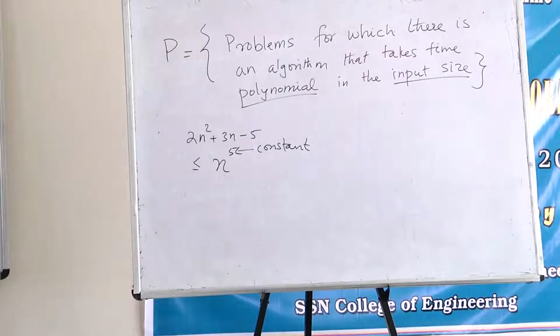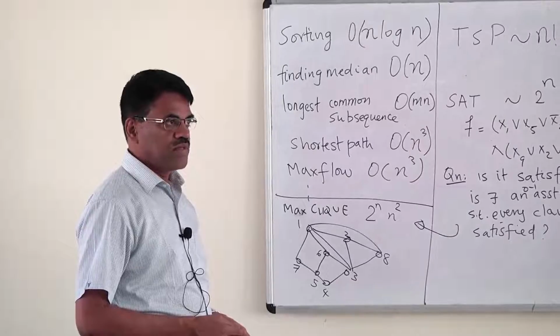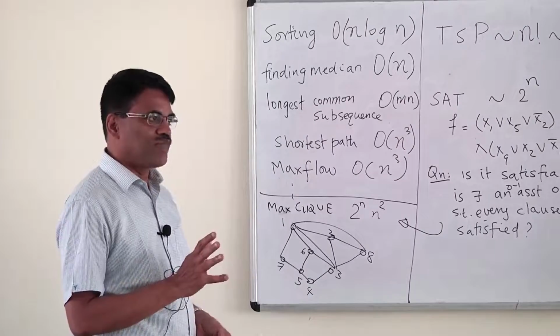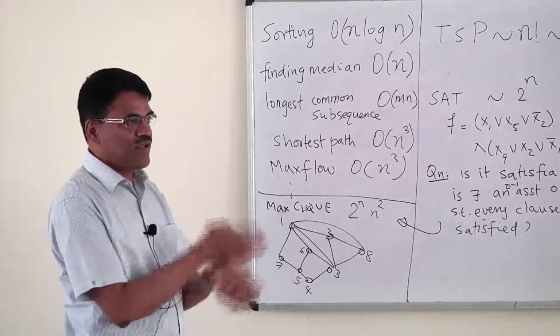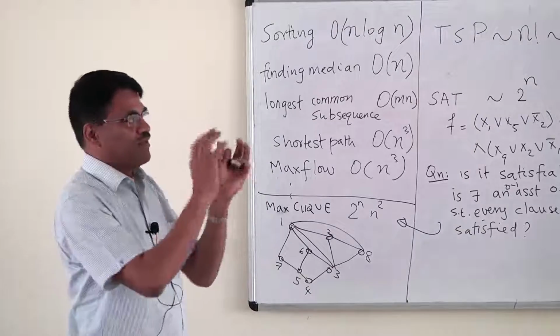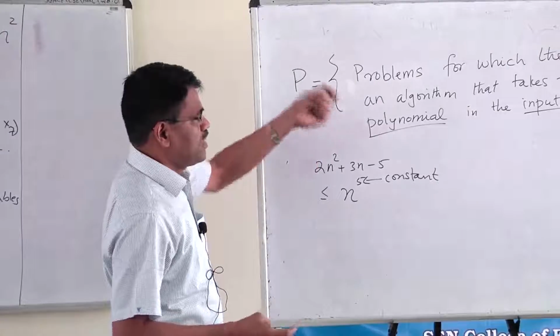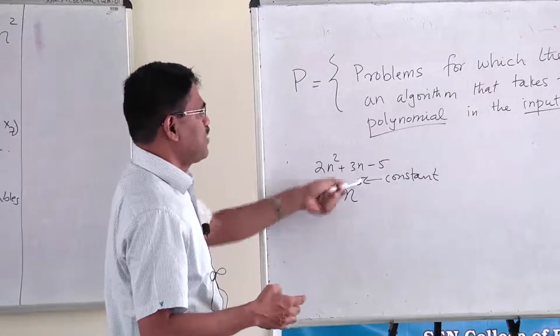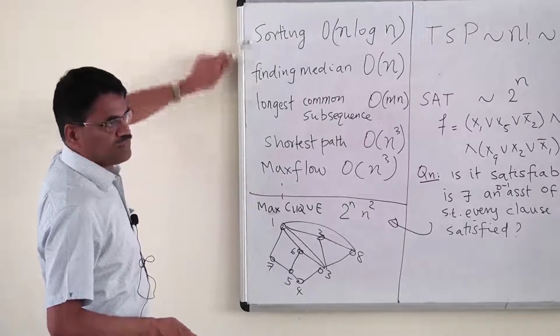Which of these problems belong to P? Is sorting in P? The running time doesn't look like a polynomial, n log n, but it is bounded by n square, clearly. So it is polynomial. All I want is that the running time is upper bounded by a polynomial in the input size. Clearly, log n is upper bounded by n. So all of these algorithms are in P.